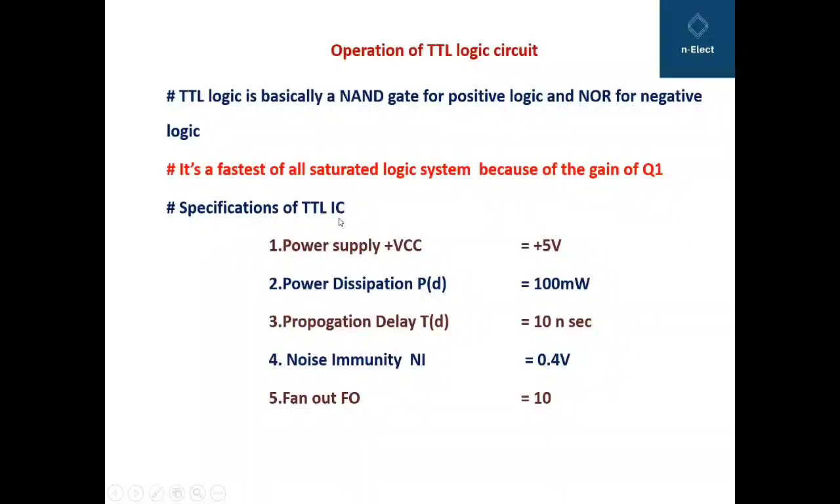Specifications of TTL ICs are as follows. Power supply, that is plus VCC, equals plus 5 volts. Power dissipation, PD, equals 100 milliwatts. Propagation delay, that is the switching speed of the circuit, is 10 nanoseconds. Noise immunity is 0.4 volts, and fan out equals 10.